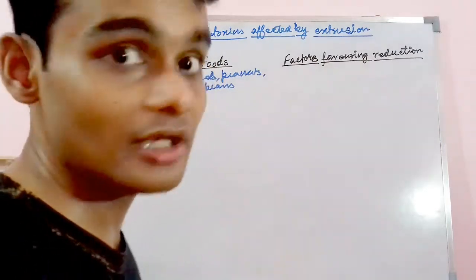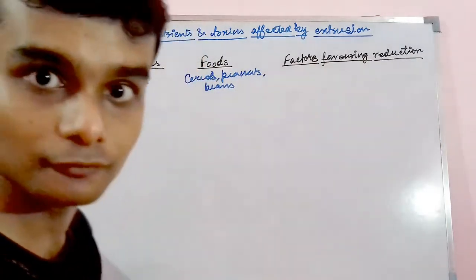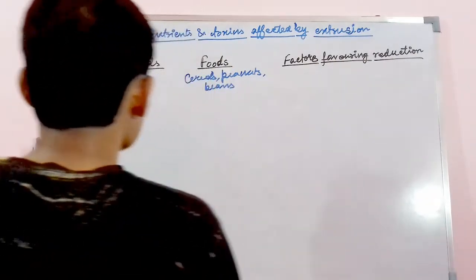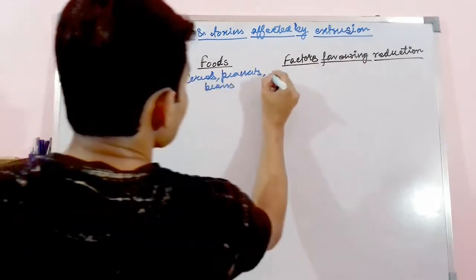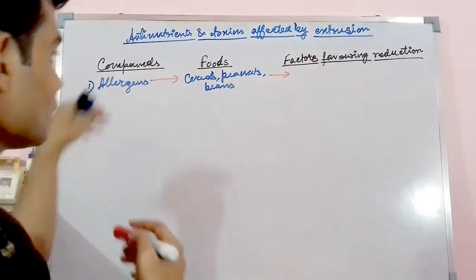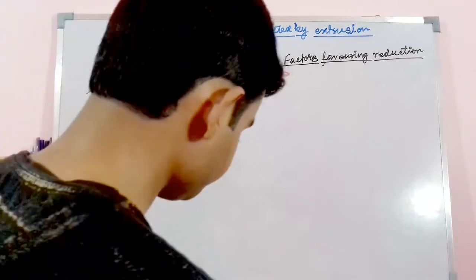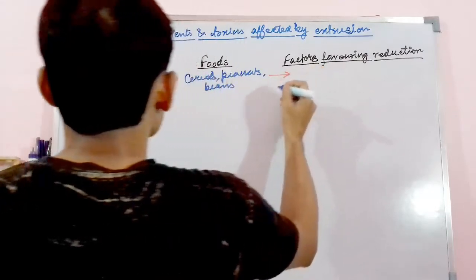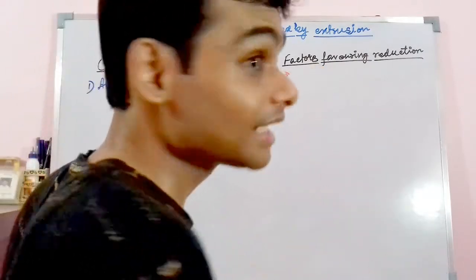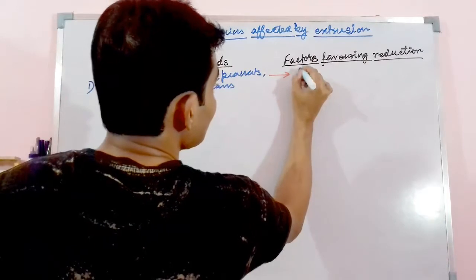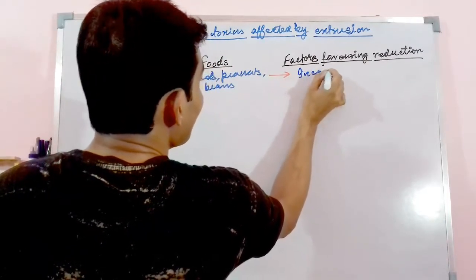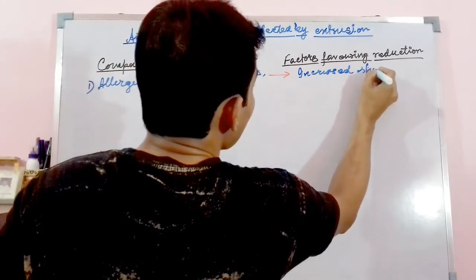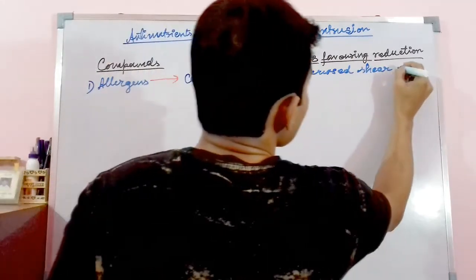Now the factor which favors the reduction of the allergens in these particular foods while extrusion is being done is like, okay, so let us have an arrowhead here also, in order to maintain the alignment. The factor that is favoring the reduction in this case would be increased shear mixing.